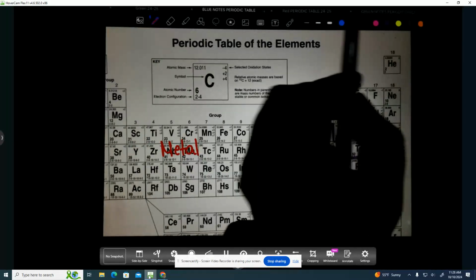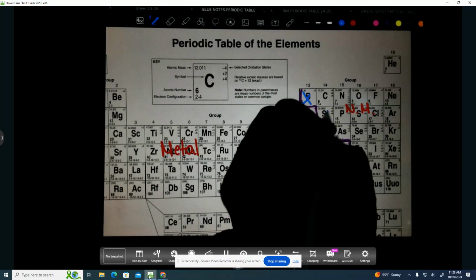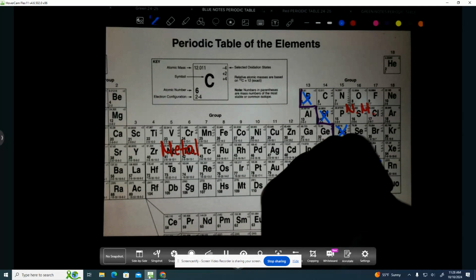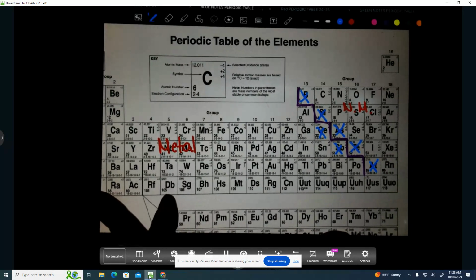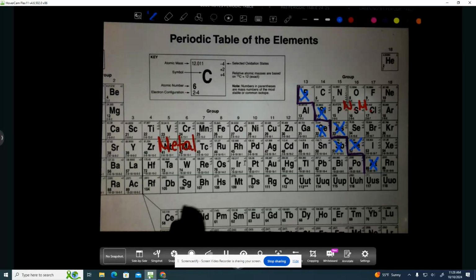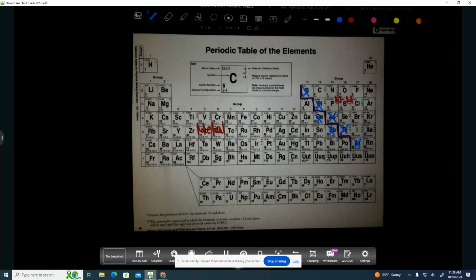What do we call the elements that are on the staircase? Metalloids. So those blue X's are our metalloids. Metalloids have properties of both metals and non-metals, meaning they could be shiny, but they might not conduct electricity. They might conduct electricity, but they might be brittle. Those are some examples of metalloids.